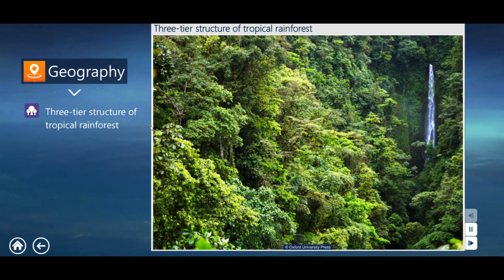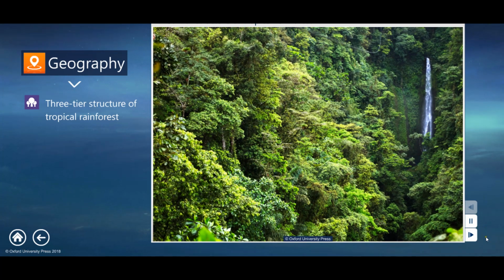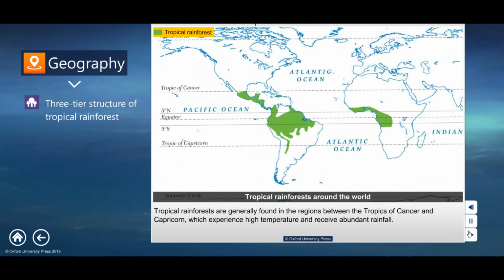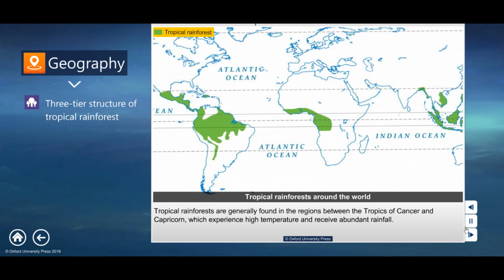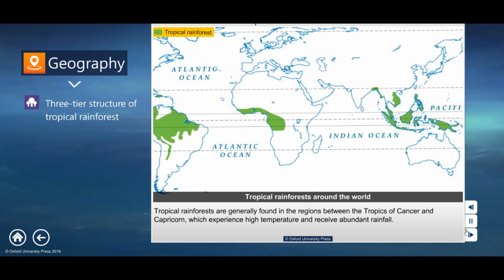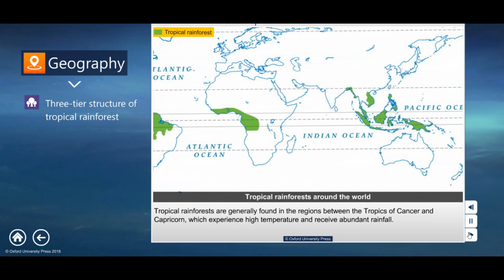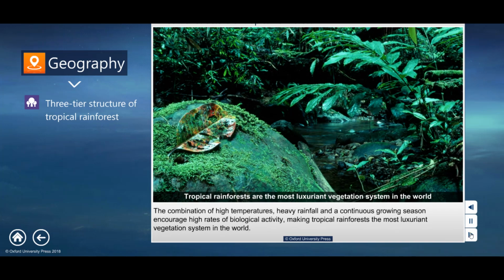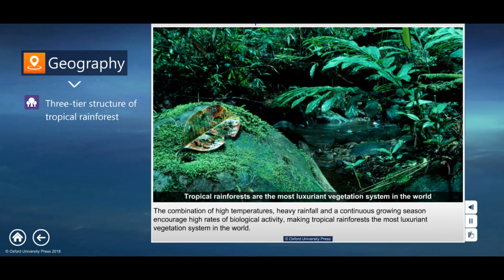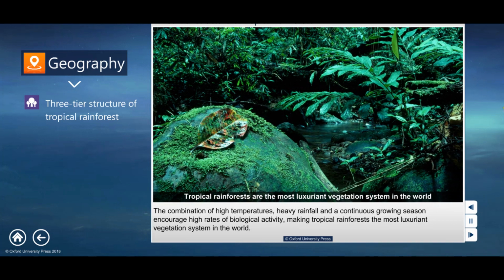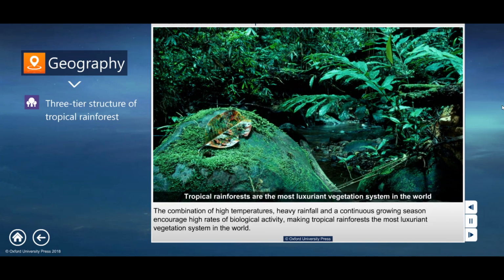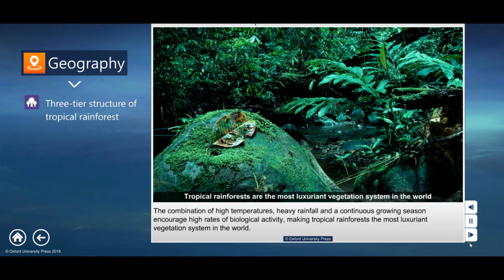The three-tier structure of tropical rainforest. Tropical rainforests are generally found in the regions between the tropics of Cancer and Capricorn, which experience high temperature and receive abundant rainfall. The combination of high temperatures, heavy rainfall, and a continuous growing season encourage high rates of biological activity, making tropical rainforests the most luxuriant vegetation system in the world.